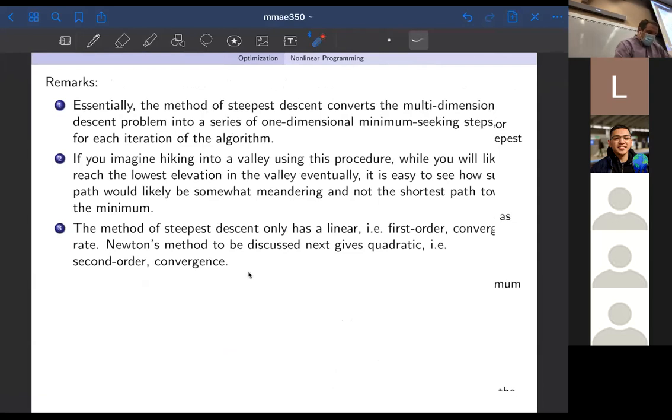All right, some comments about this. Essentially, the method of steepest descent converts a multi-dimensional descent problem into a series of 1D minimum seeking problems. At each step, I can go in any direction I want. But once I pick the direction, it's now a one-dimensional problem because I'm just going to go in that one direction as long as I go down. So it converts the multi-dimensional problem into a 1D problem at each iteration. That's the basic idea behind the method of steepest descent.